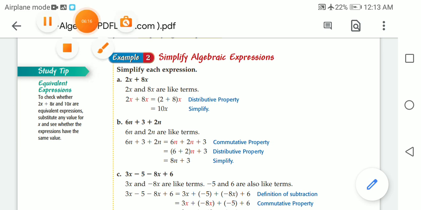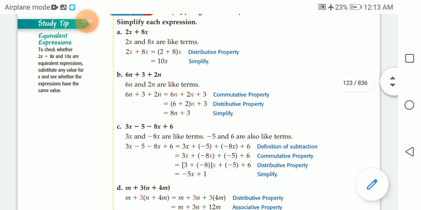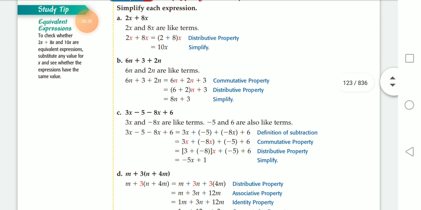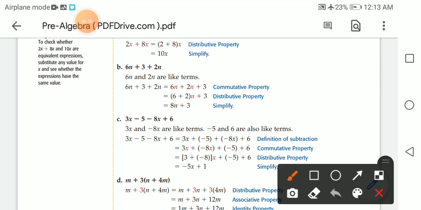It's written like this. Okay, the marker again, 2x plus 8x. So I used the distributive property. I put the x outside and I added 2 plus 8, which gave me 10x. Okay, simplify. Also here I have 6n plus 3 plus 2n.